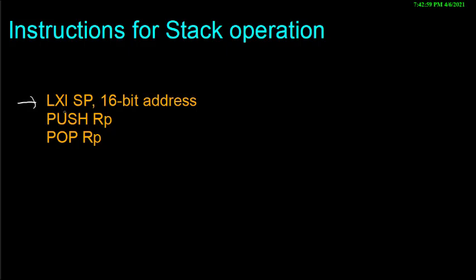The very first instruction is LXI SP, 16-bit address. We have already seen 3 instructions: LXI B, LXI D, LXI H. Now this is LXI SP. LXI SP is of course a 3-byte instruction. This instruction is used to initialize the stack pointer. So suppose we write LXI SP 2030, then our stack starts from location 2030. If we initialize LXI SP as 2030, our stack location in the read-write memory starts from 2030.